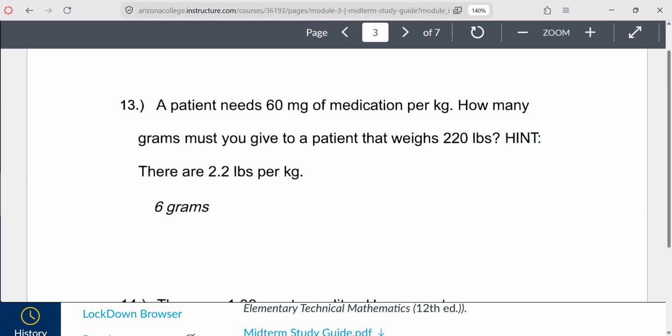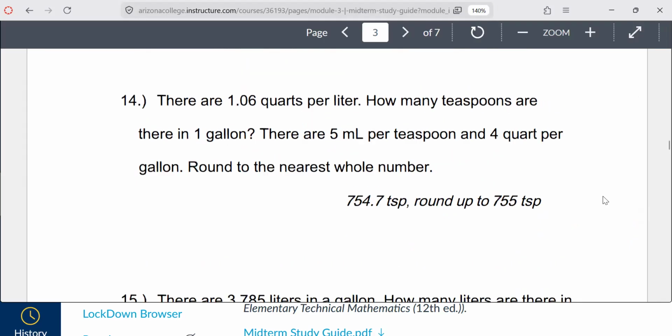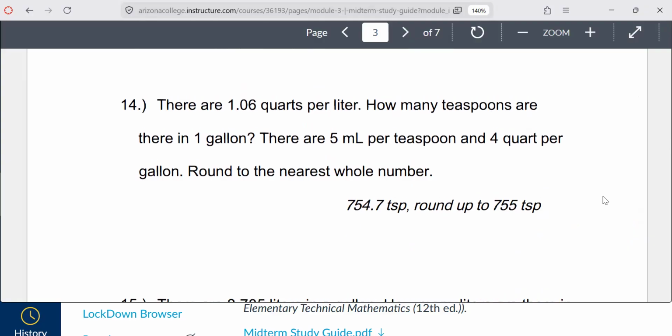All right. Number 14. So number 14 says there are 1.06 quarts per liter. So I write that down. How many teaspoons are in 1 gallon? Then it tells you that there are 5 mLs per teaspoon and 4 quarts per gallon. Round to the nearest whole number.